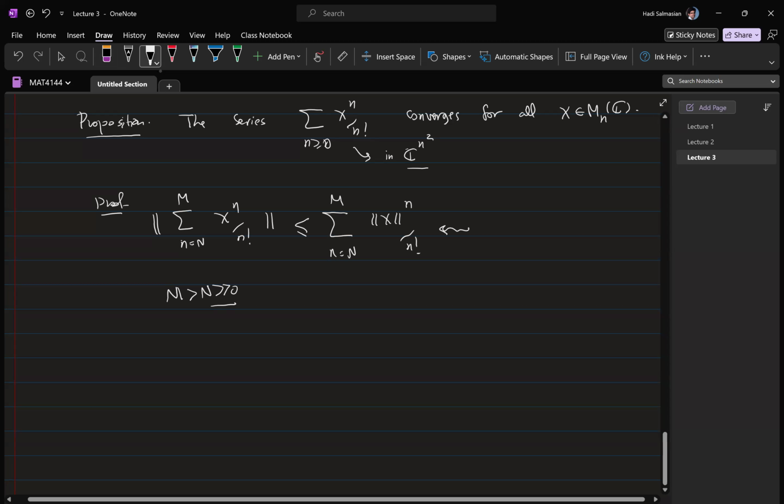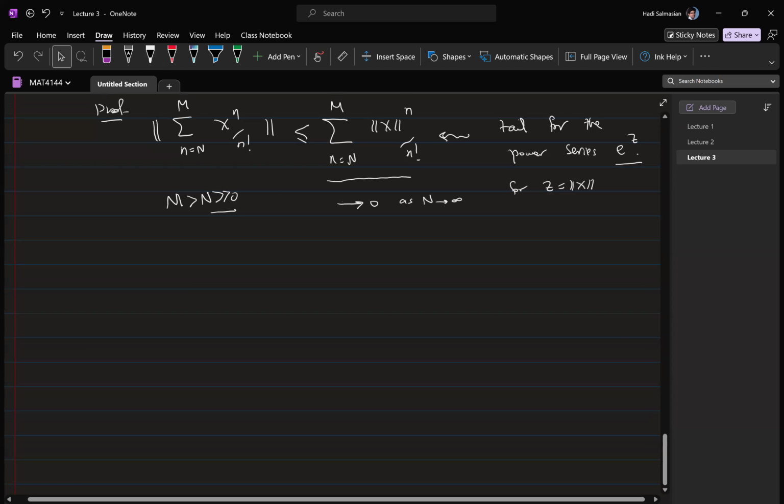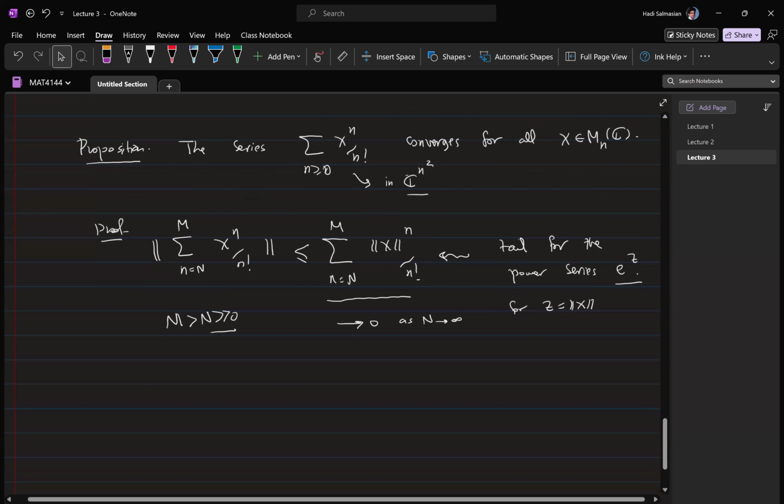But what is this? This converges to 0 because this is the tail for the power series e to the z, for z equals norm x. So this is now elementary analysis. It's a power series, an absolutely convergent series. So this tail should converge to 0 as n goes to infinity. And therefore, you have a convergent series up there.